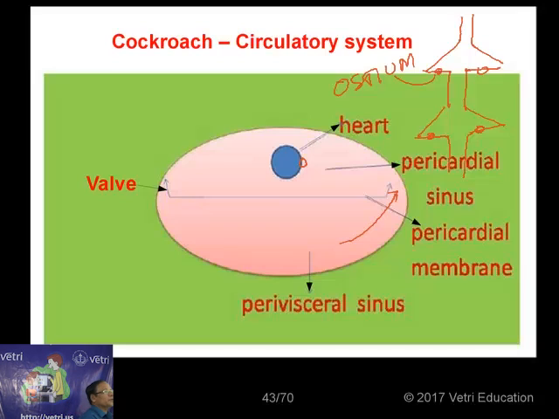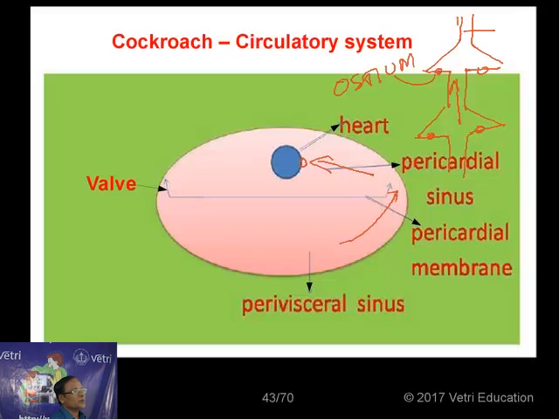Now the blood from the perivisceral sinus reaches the pericardial sinus, and from the pericardial sinus, through the valvular openings, enters into the heart. So the movement of the blood is taking place in a forward direction. At the anterior end in the head region, it forms a small aorta, a small blood vessel, which ends abruptly, and from where the blood returns to the perivisceral space. This is the direction of flow of blood.